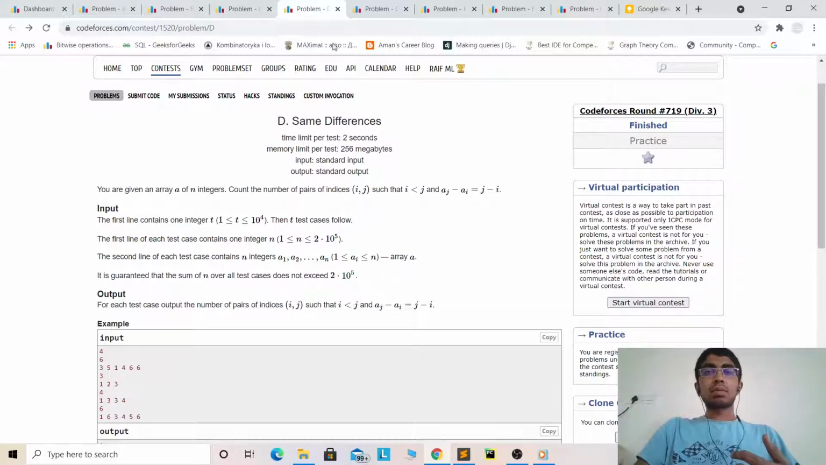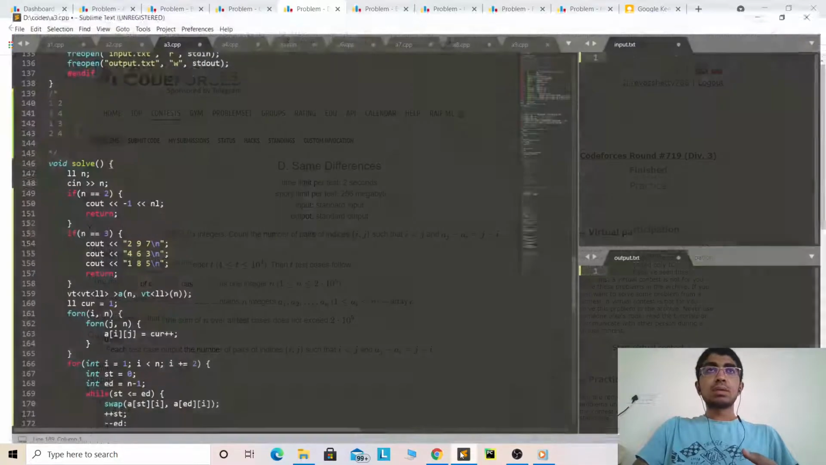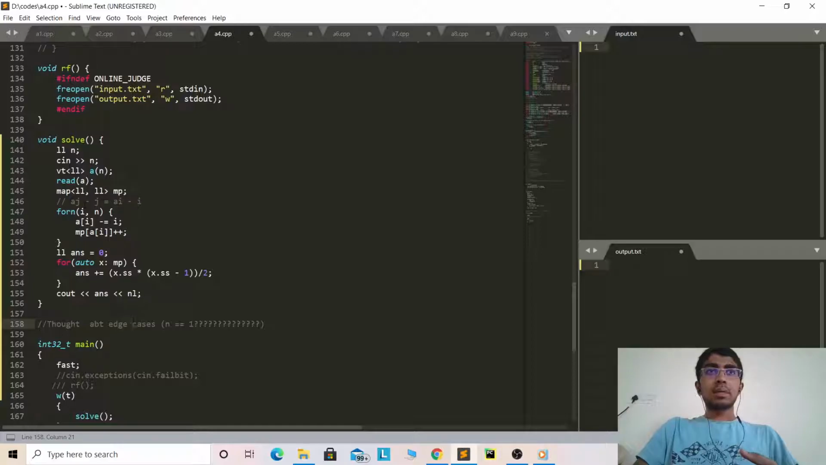And next, problem D. In problem D we need to find the count of pairs such that this condition is satisfied. The trick over here is to rewrite this into aj minus j equal to ai minus i. So we find the elements which satisfy this condition.